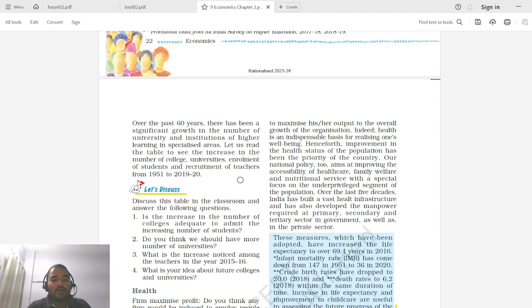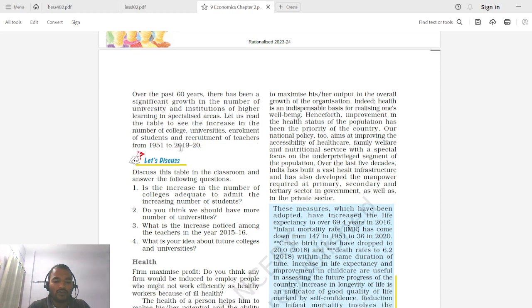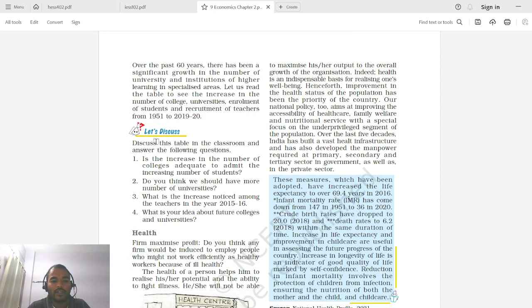So over the past 60 years, there has been a significant growth in the number of universities and institutions of higher learning in specialized areas. Let us read the table to see the increase in the number of colleges, universities, enrollments of the students, and recruitment of teachers from 1951 to 2019 and 20. So this activity we have already done.